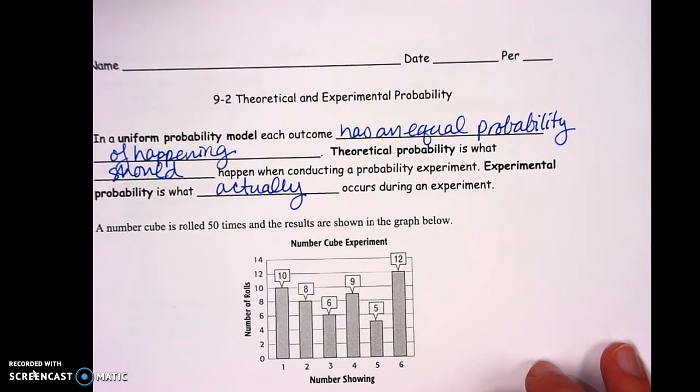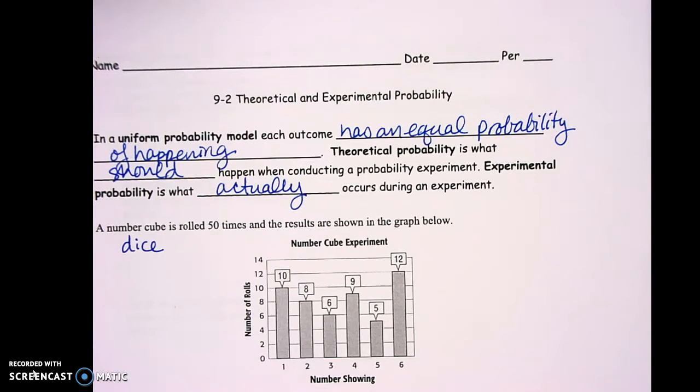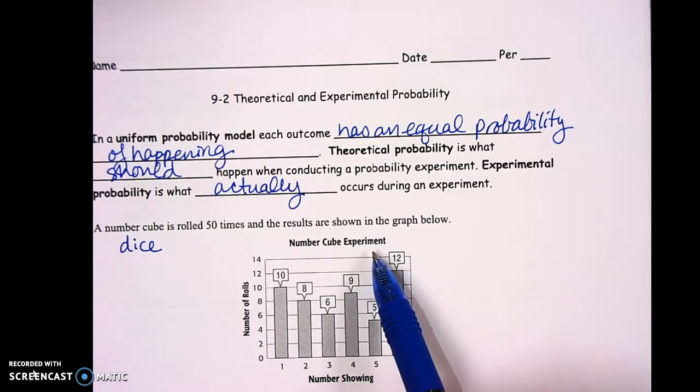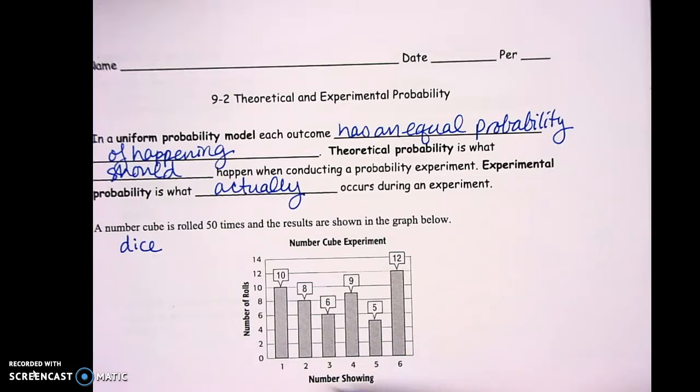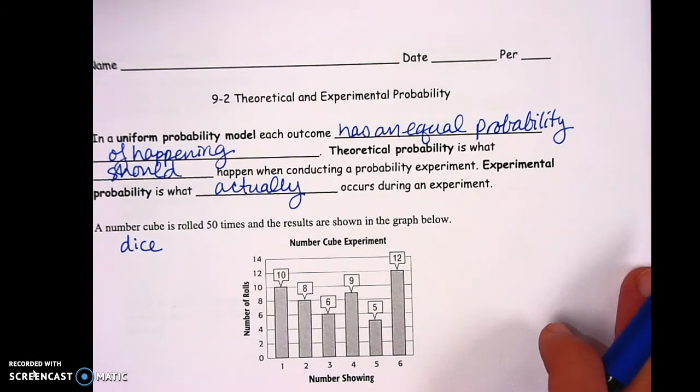A number cube, or in other words, a dice, is rolled 50 times and the results are shown in the graph below. So let's take a look at this for a moment. Our number cube experiments, the number of rolls and the number showing. So of course on a dice there are 6 numbers and they all have an equal chance of being rolled anytime you let go of the dice.